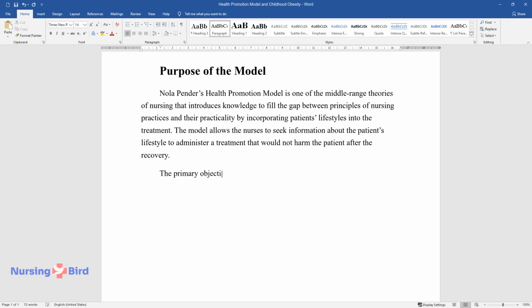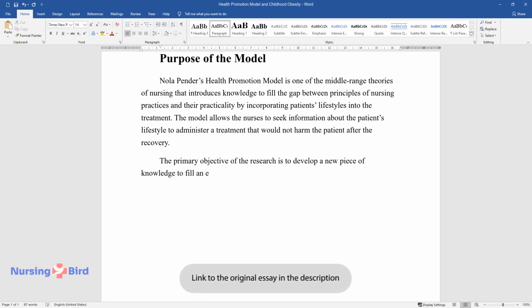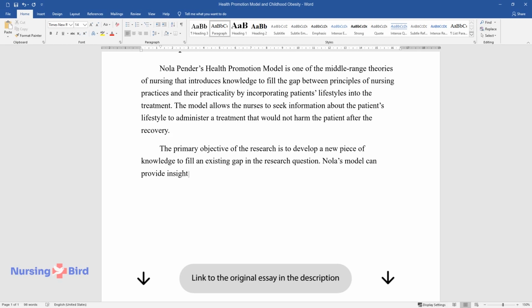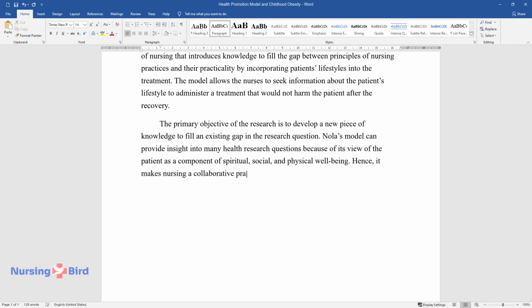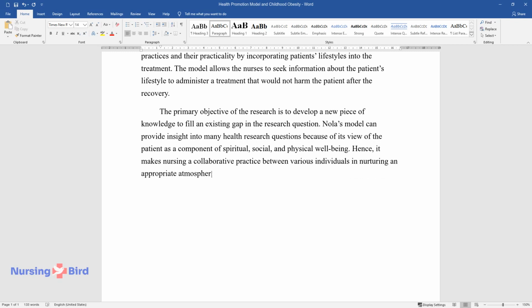The primary objective of the research is to develop a new piece of knowledge to fill an existing gap in the research question. Nola's model can provide insight into many health research questions because of its view of the patient as a component of spiritual, social, and physical well-being. Hence, it makes nursing a collaborative practice between various individuals in nurturing an appropriate atmosphere for the patient.